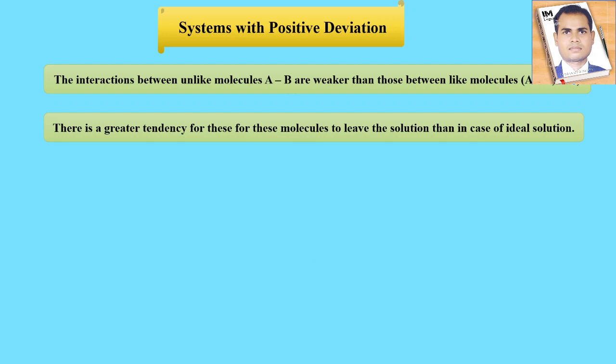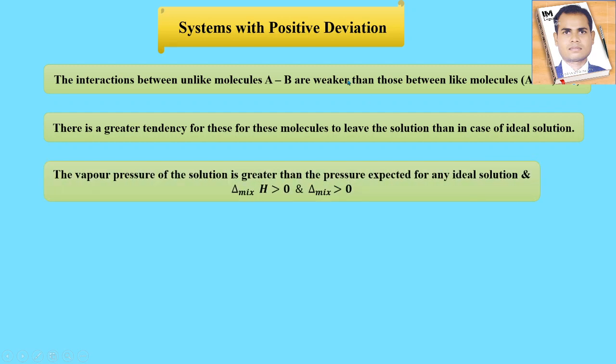So there is a greater tendency for molecules to leave the solution than in the case of ideal solutions. The vapor pressure of the solution is greater than the pressure expected for an ideal solution, and that will be the equation: delta mix H is greater than 0 and delta mix V is greater than 0.